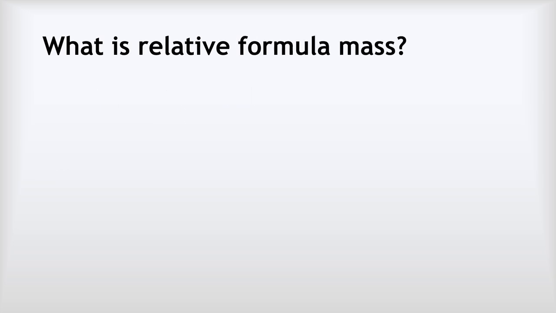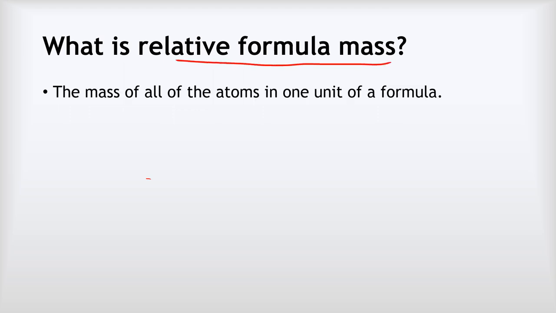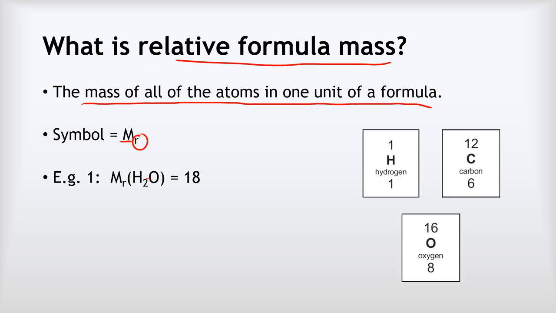Okay, so what is this relative formula mass thing that we're going to be calculating? So relative formula mass is the mass of all of the atoms in one unit of a chemical formula. And it's got this symbol here, M, with a little subscript R like that. So let's look at some examples.